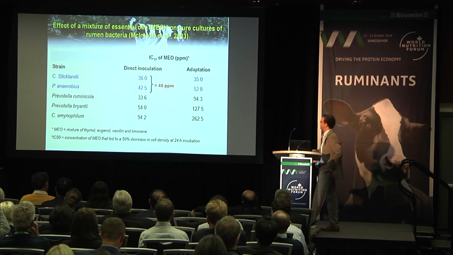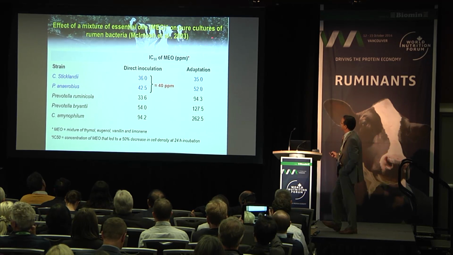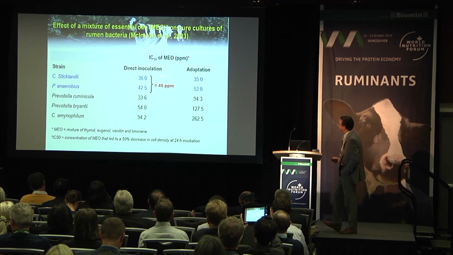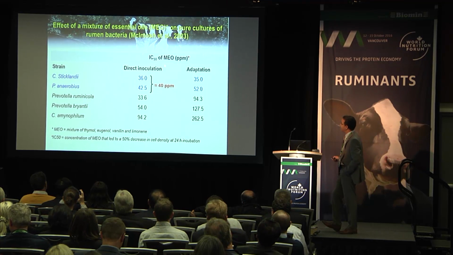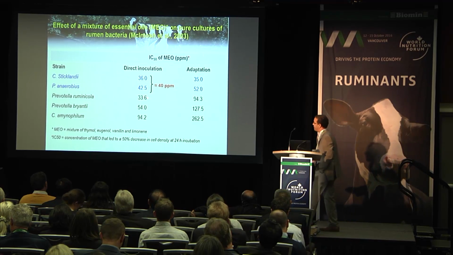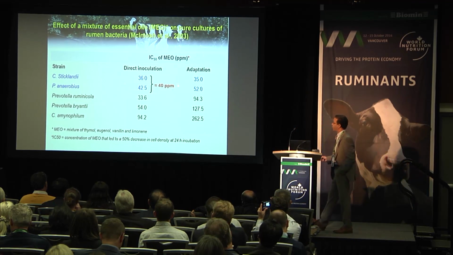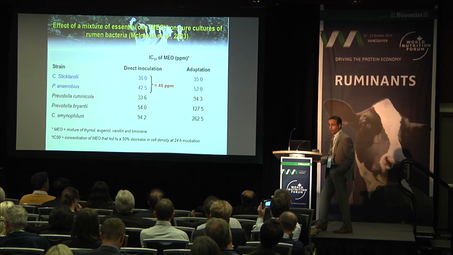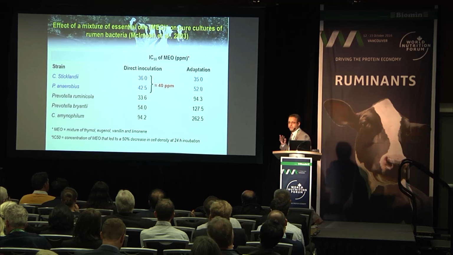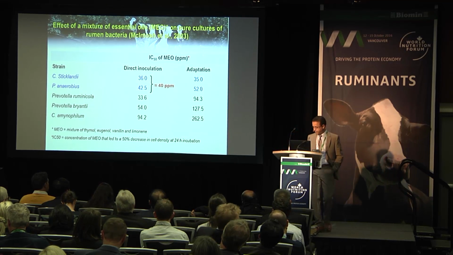And actually, this observation was confirmed by the same authors using pure culture of ruminal bacteria. And as you can see here, the mixture of essential oils was able to inhibit the growth of some representative hyperammonia-producing bacteria. The concentration required to inhibit that growth was about 40 ppm, which is higher than that likely to be achieved in vivo, as we will see later in the presentation.